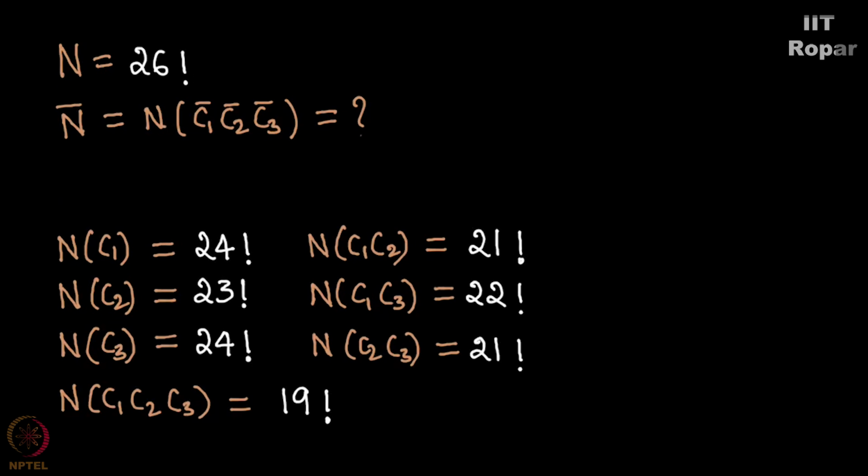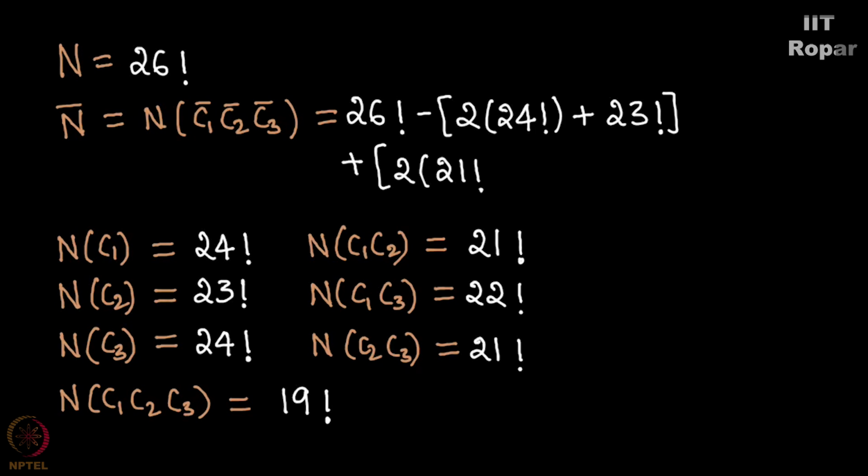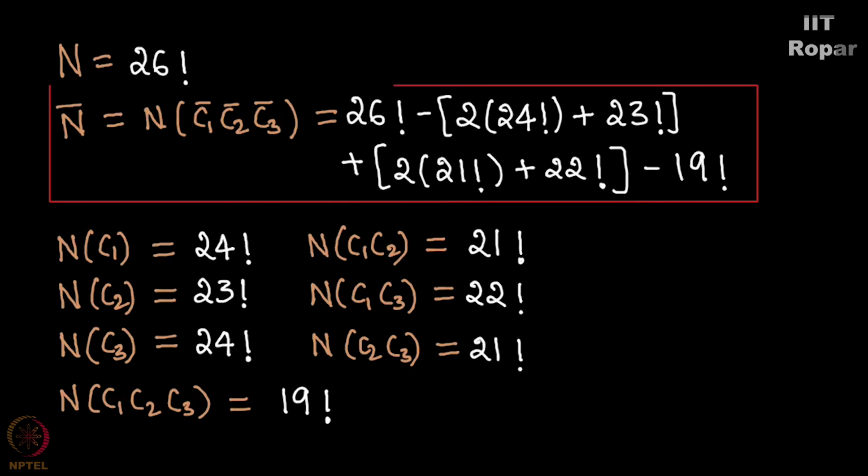Now, applying the formula of inclusion and exclusion, we see that n of C1 bar, C2 bar and C3 bar is 26 factorial minus 2 into 24 factorial plus 23 factorial plus 2 into 21 factorial plus 22 factorial minus 19 factorial. So you need not expand these huge numbers. These many permutations of the English alphabet will not contain the strings bus, road and gem.